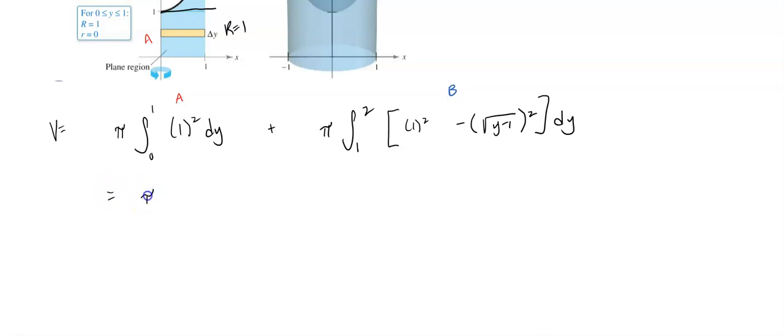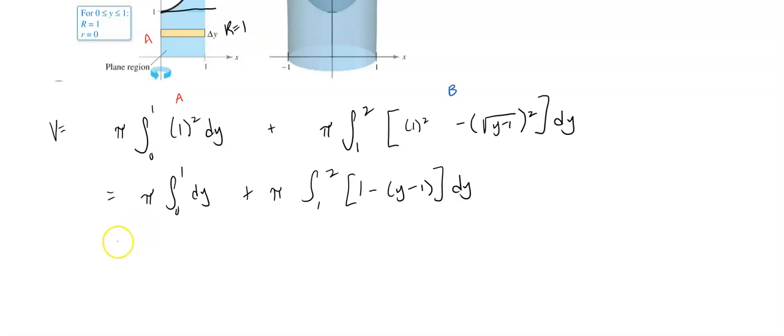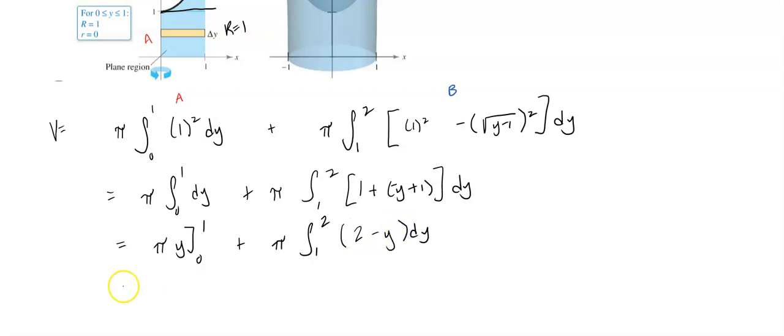So I'm going to be integrating from 0 to 1 of 1 dy. And then over here, I'm going to be integrating from 1 to 2. This is going to be 1 minus y minus 1 when you square it. Here we get y from 0 to 1. That one's pretty easy. I'm going to simplify this one a little bit, distribute the negative. And this is really 2 minus y. So here we have pi times 1 minus 0. This one will be 2y minus y squared over 2 from 1 to 2.